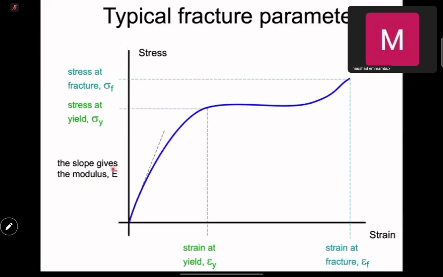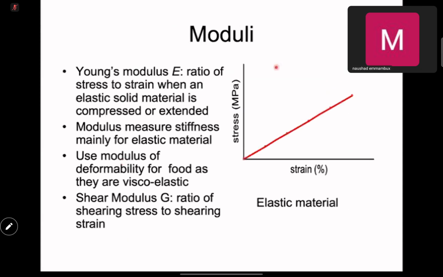the extension, represented as E, which is the modulus. When you look at stress and strain here, stress is in megapascal, and strain is a percentage or unitless. Young's modulus is the ratio of stress to strain when an elastic solid material is compressed or extended. So you talk about Young's modulus of elasticity, they can call it.